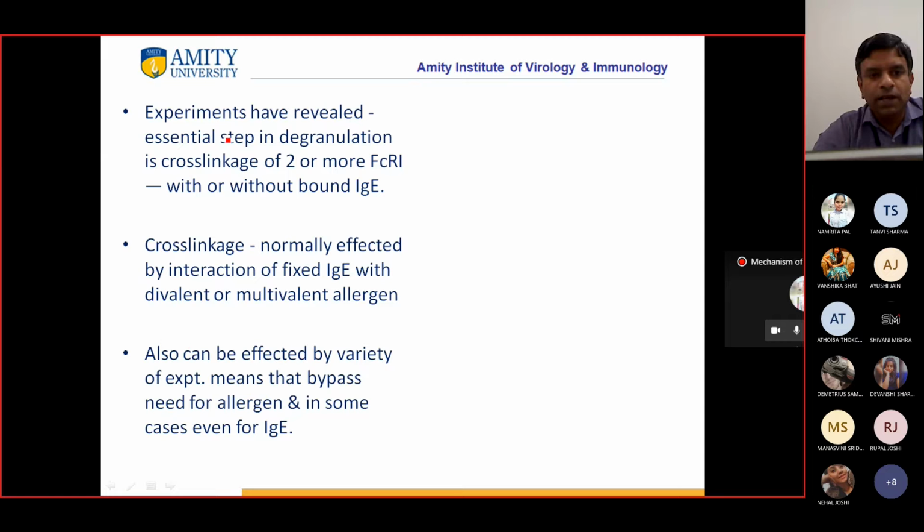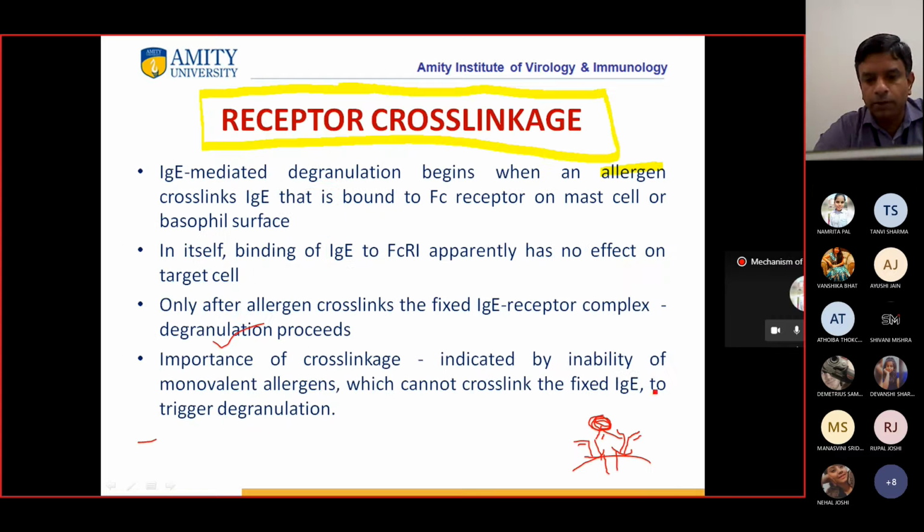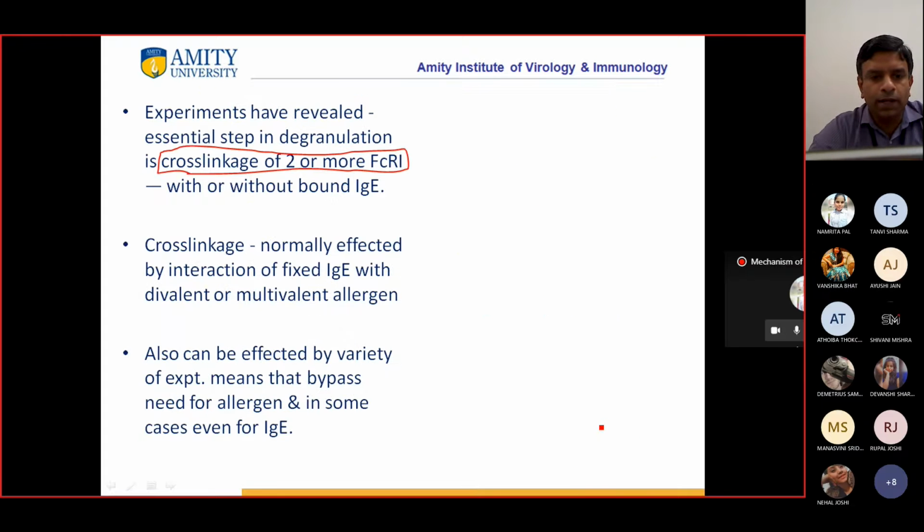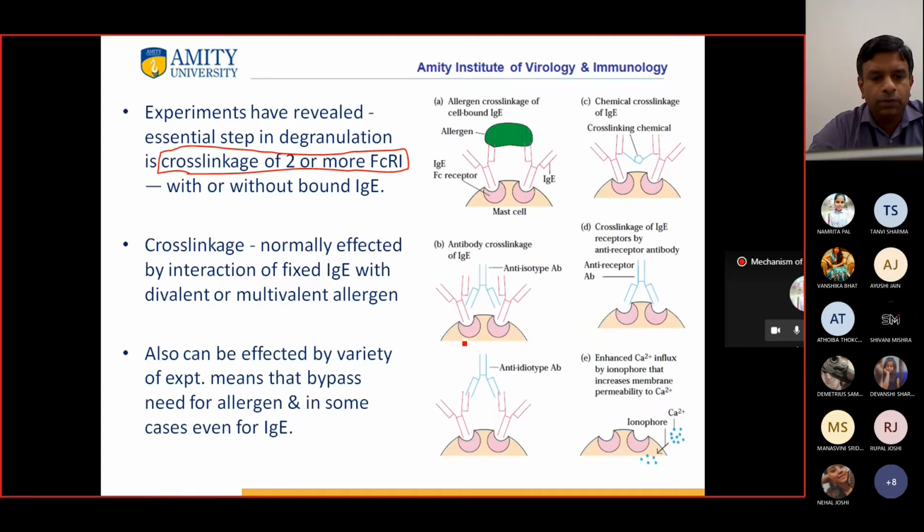Okay, so experiments have revealed that an essential step in degranulation is cross-linking of two or more FcεRI, right? So as we just saw in the picture, there are two Fc receptors which have been cross-linked. Okay, this is required. The picture will make it more clear to you.